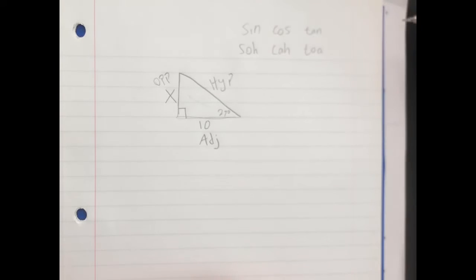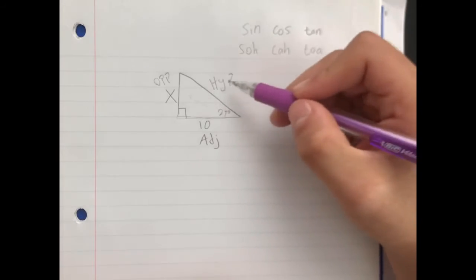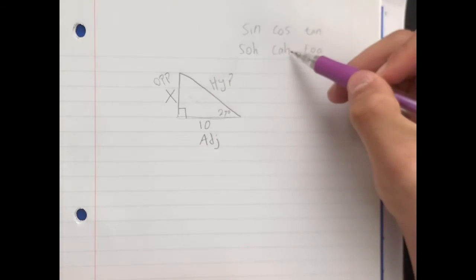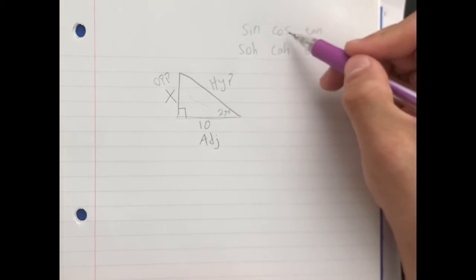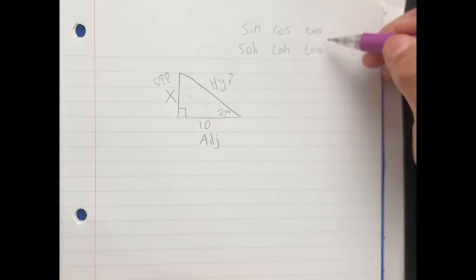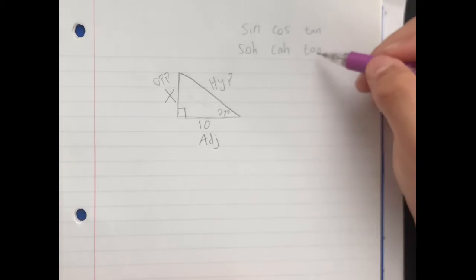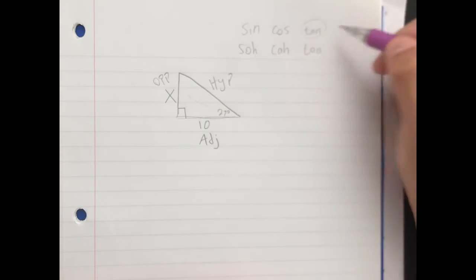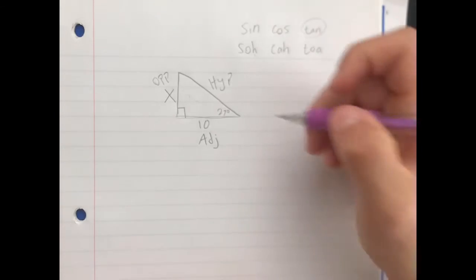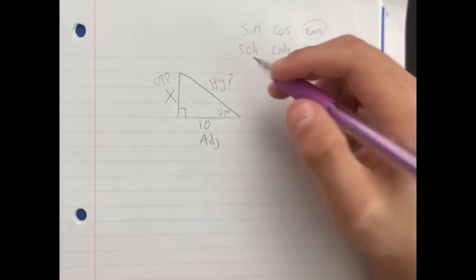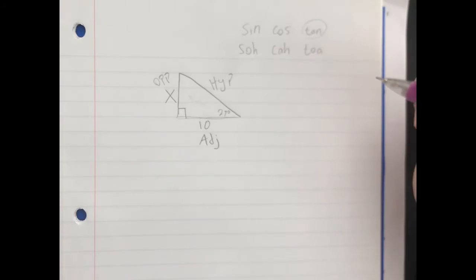So soh cah toa. So now that we know that this hypotenuse has no information, we'll disregard anything with an h because that represents hypotenuse. So we're not using sine or cosine. And since toa has adjacent and opposite, which are the two sides we have, we're going to be using the tan function on our calculator for the 27-degree angle.